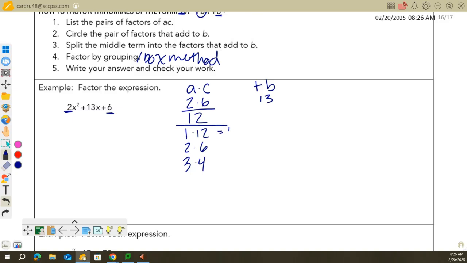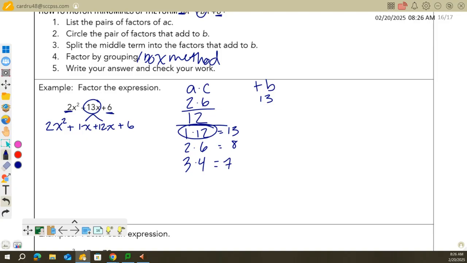So we're going to check. 1 plus 12, that's 13. So we know that's it, but I'm just going to go through the rest of them. 2 plus 6 is 8. 3 plus 4 is 7. So I'm going to use this 1 and 12. I'm going to split this middle term up into 1x plus 12x, because 1x plus 12x is still 13x. I'm not changing my equation at all, and I'm going to keep everything else the same.